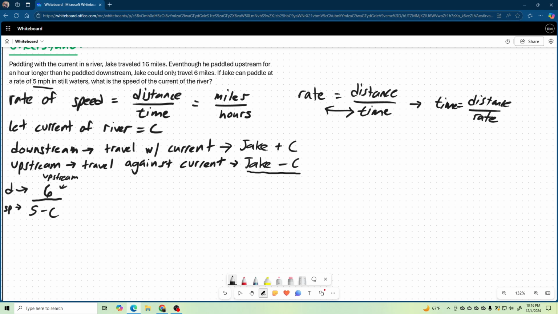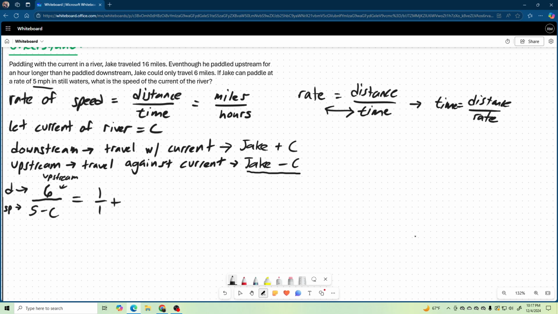All right, our equation for downstream is going to be a little bit different. Well, it's the time. If we're comparing to this, you'll notice the first thing it says here is, even though he paddled upstream for an hour longer, so this time is actually an hour more. So to make them equal, we're going to have to add 1 over here, right? So this is going to be 1 plus, because the time is 1 extra on this side. And so in order to make it equal, we have to add the 1 here to accommodate for that.